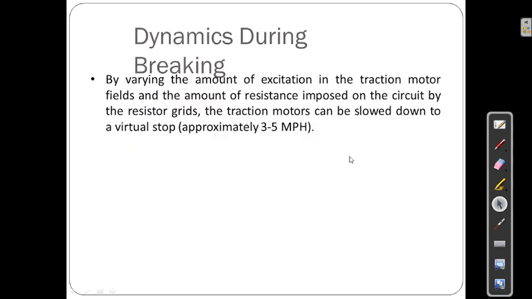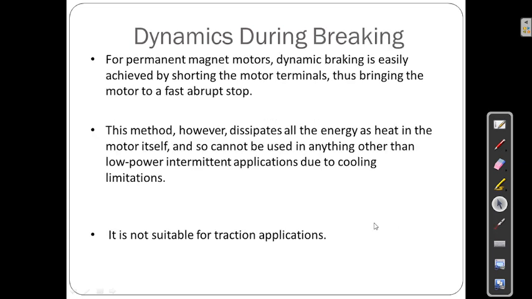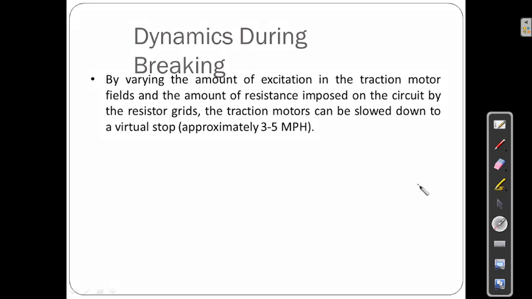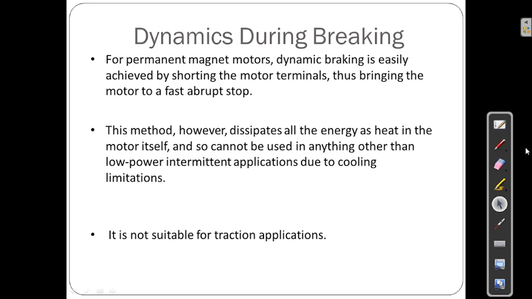By varying the amount of excitation in the traction motor field and the amount of resistance imposed on the circuit, the traction motor can be slowed to a virtual stop, which is approximately 3 to 5 mph. For permanent magnet motors, dynamic braking is easily achieved by shorting the motor terminals, thus bringing the motor to a fast stop.